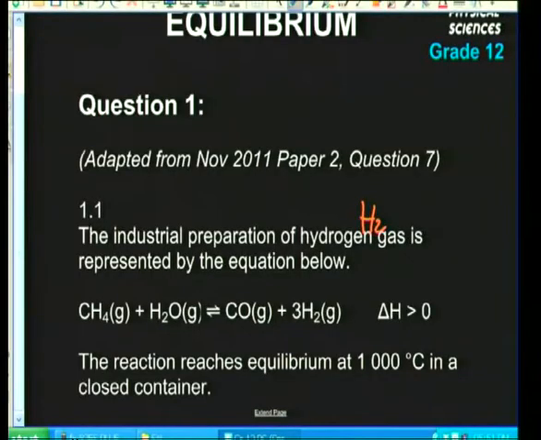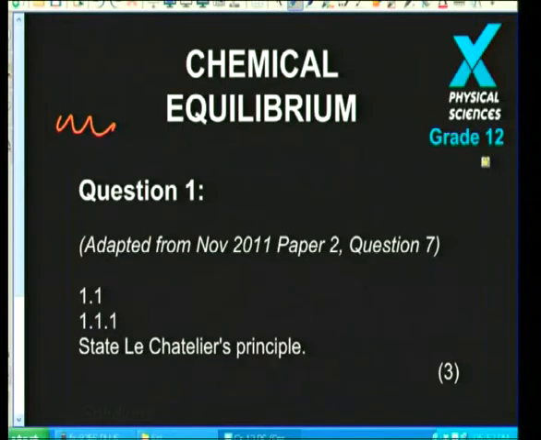They tell us the reaction reaches equilibrium at 1,000 degrees Celsius. That's a temperature we need to note, in a closed container. So by closed, it is an isolated system, and nothing can escape. So you can have the forward reaction, and the products becoming reactants again. Let's have a look at what the question says.